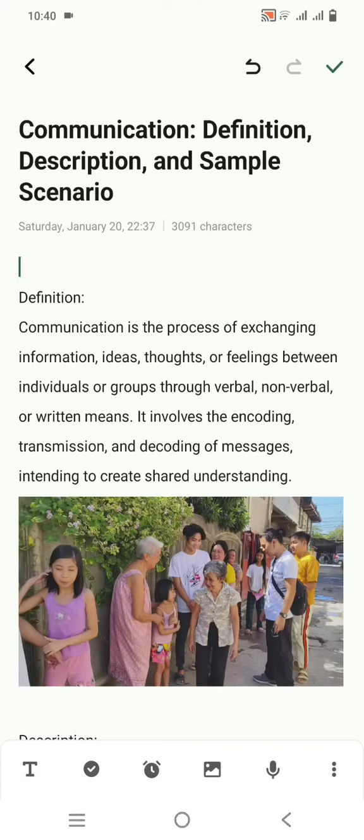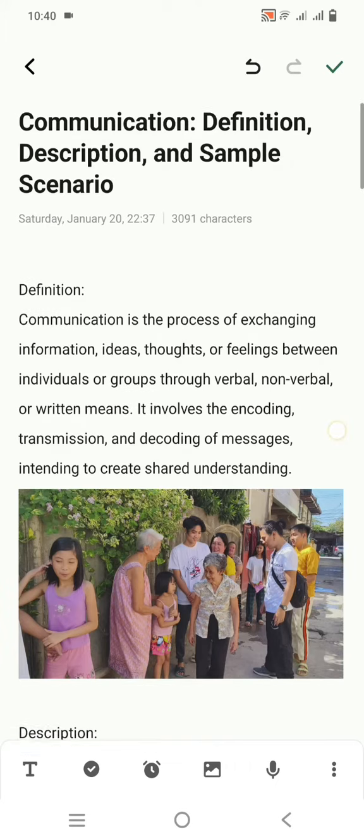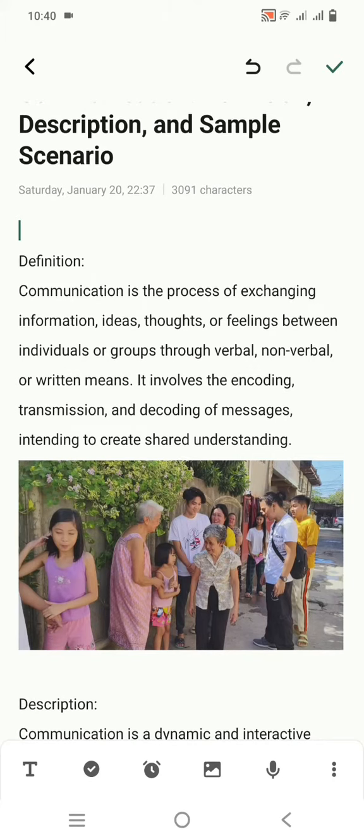Communication, its definition, description, and sample scenario. Giving you the definition of communication, it is the process of exchanging information, ideas, thoughts, or feelings between individuals or groups through verbal, nonverbal, or written means. It involves the encoding, transmission, and decoding of messages intending to create shared understanding.